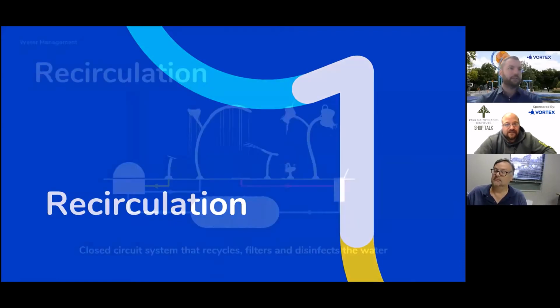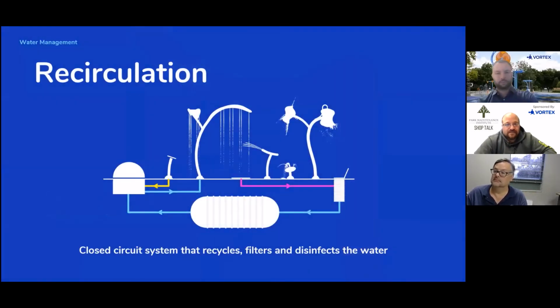All right, so first things first, recirculation systems. A recirculation system is a closed circuit system that manages the quality of water. It recycles, filters, and disinfects the water to and from the play area. It's the ideal solution for medium high capacity Splashpads where water consumption needs to be reduced or optimized. It's also very ideal for areas where water is at a premium, it's not of abundance.